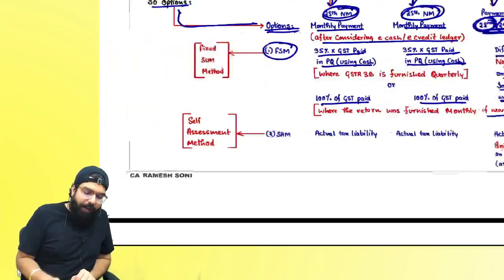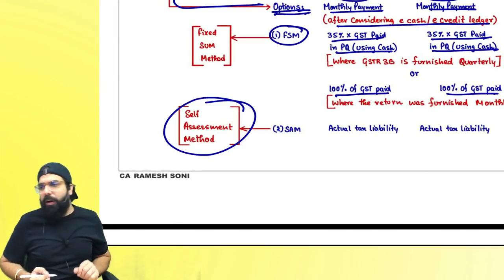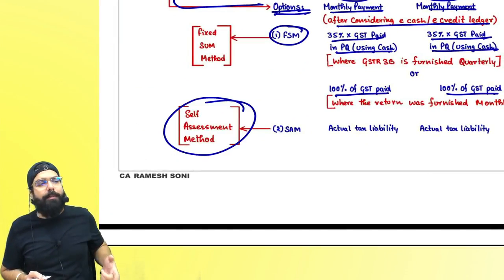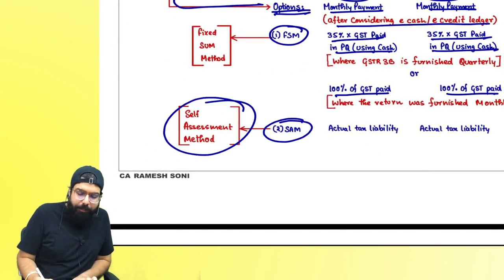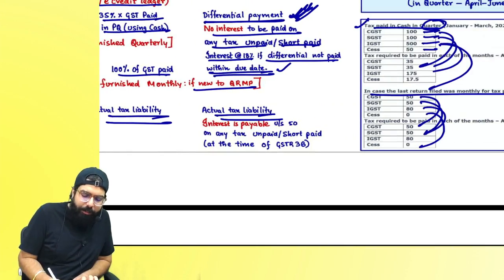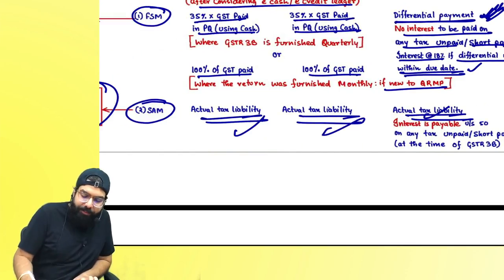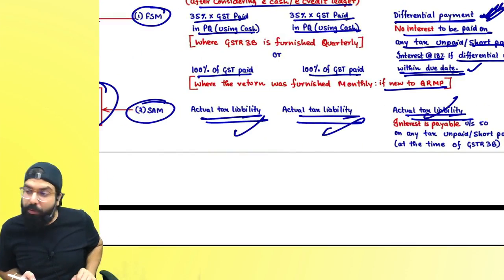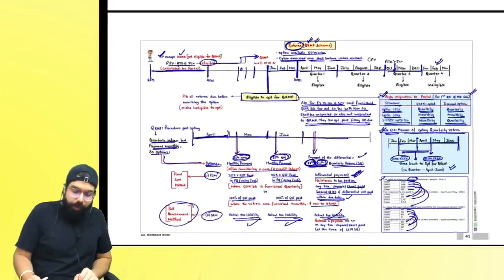Now, sir, I will not opt for this 35% or 100%. I will actually calculate the liability and pay. Then that is the self-assessment method. Pay the actual tax liability, but remember always, any differential amount will be recovered along with interest, right, everyone?